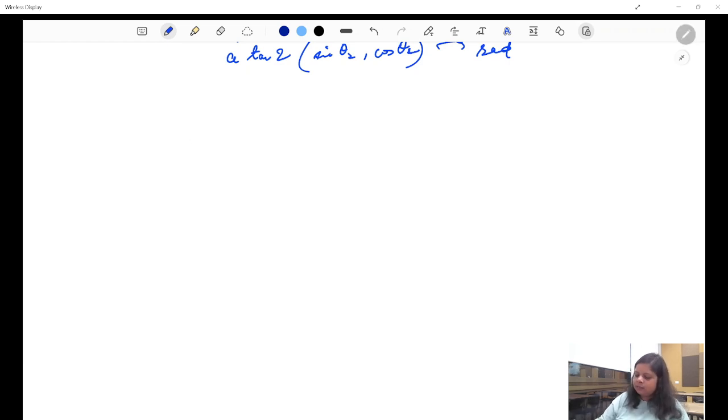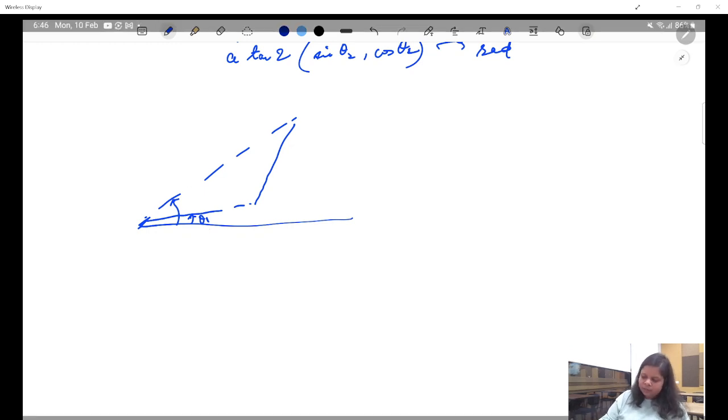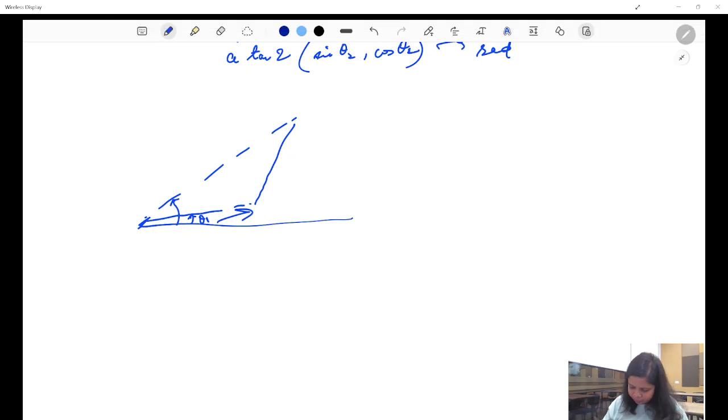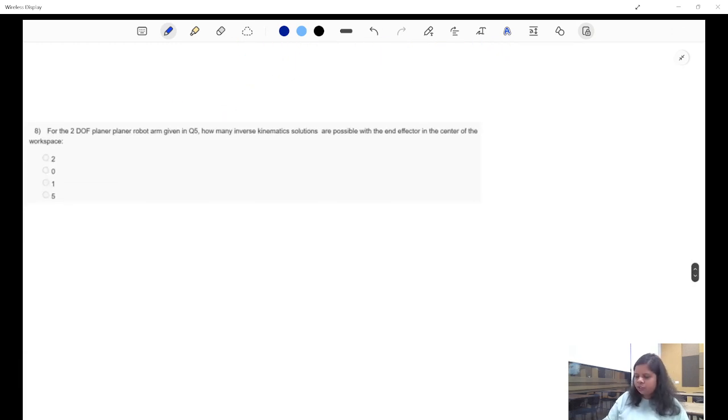But the thing is that you'll have to find out what this theta 1 angle is. So your theta 1 angle would be something like this, and then you have the other theta 2 angle, and then you'll have to find this angle. Then by geometric manipulations you'll be able to find theta 1 also. So that is the way it would go. Okay, let's move to the next question.